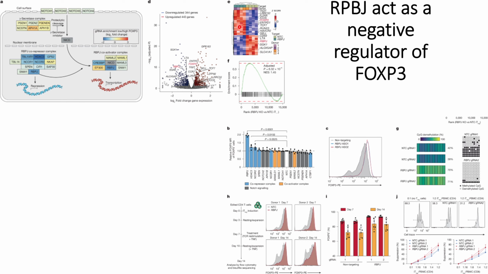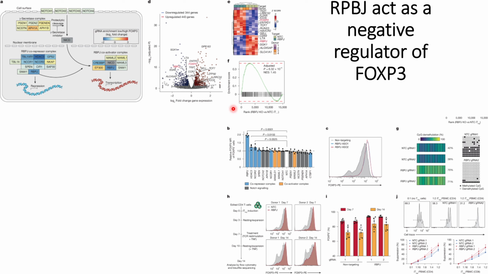Let me just repeat this. So the right hand side of this heat map shows the genes that are affected when RBPJ has been upregulated or it has not been knocked down, and FOXP3 is downregulated. And the left hand side shows where RBPJ is downregulated or knocked down, and FOXP3 is upregulated. The genes that are upregulated are shown in the top side, and the genes that are downregulated are shown in the bottom side of the heat map.